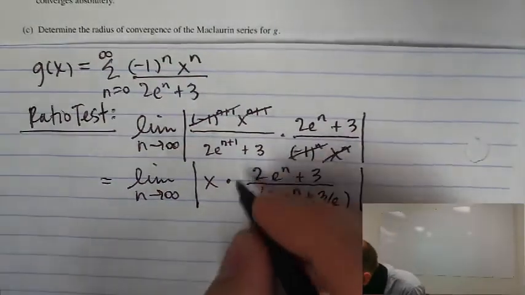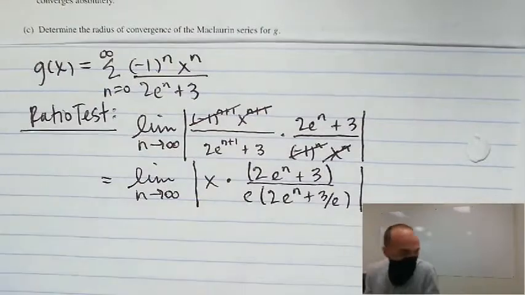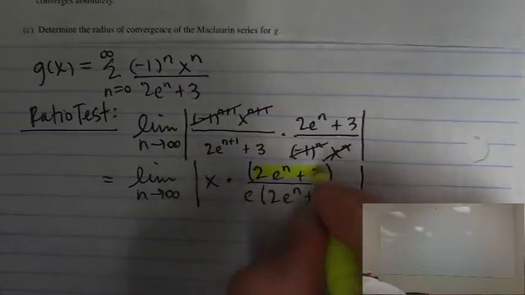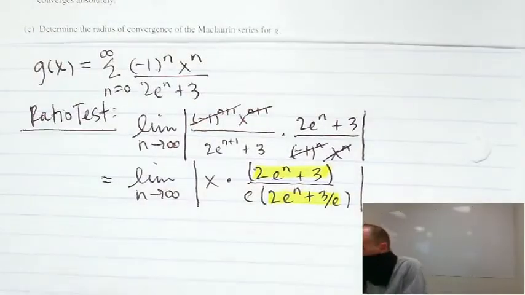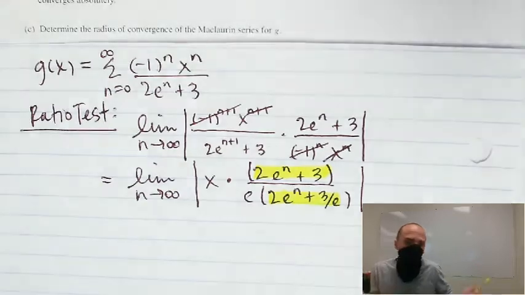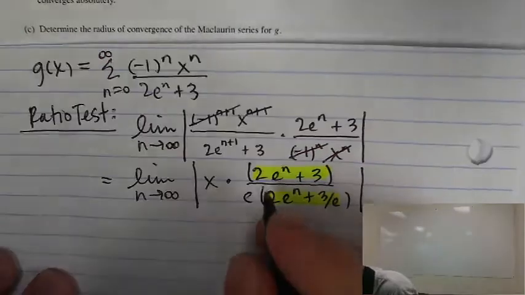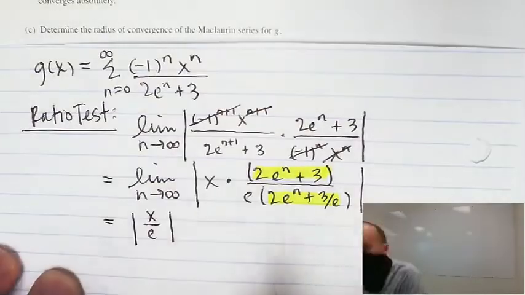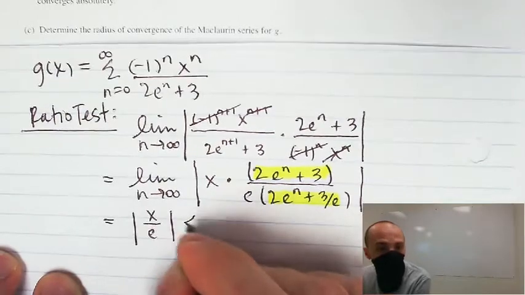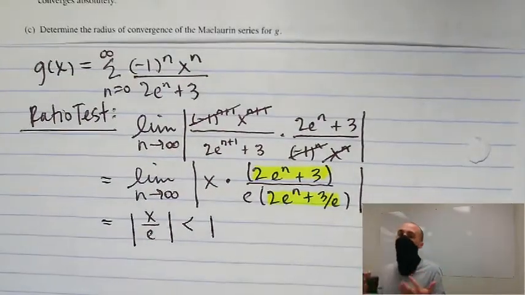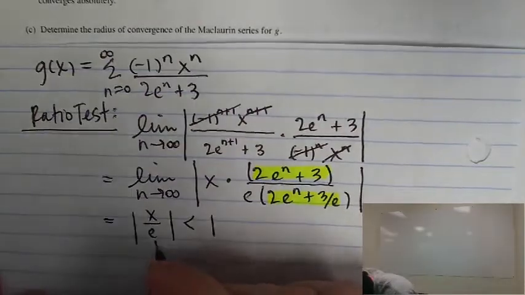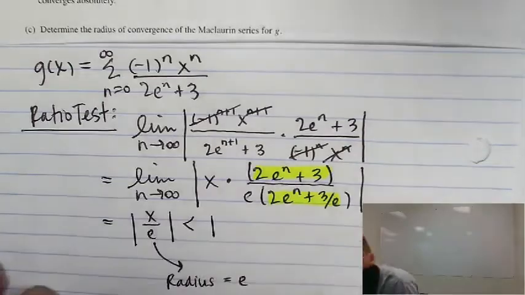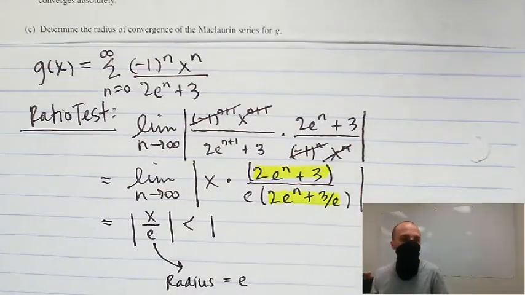And this thing here that I'm highlighting is going to go to 1 because the biggest thing in each term is 2e to the n. Its limit as n goes to infinity is 1, because they essentially are the same. So what I'm left with is the absolute value of x divided by e. And with the ratio test, in order for this to converge absolutely, we need this to be less than 1. So I can say the radius is equal to e. And that's part C.